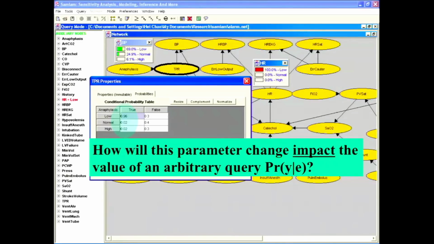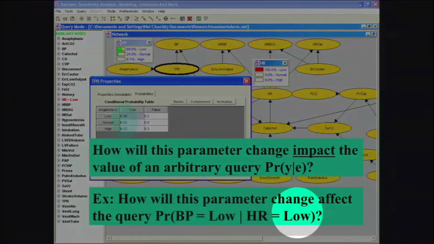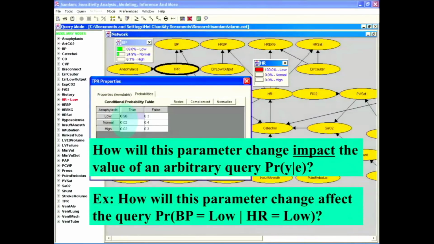All right, so this is the question that we will be concerned with, the first question. And in this particular case, the question, for example, could be, how will this particular parameter change impact this particular probability, right? Once more, without doing inference. You can always do the change and rerun inference, but we want to do this without actually doing inference.